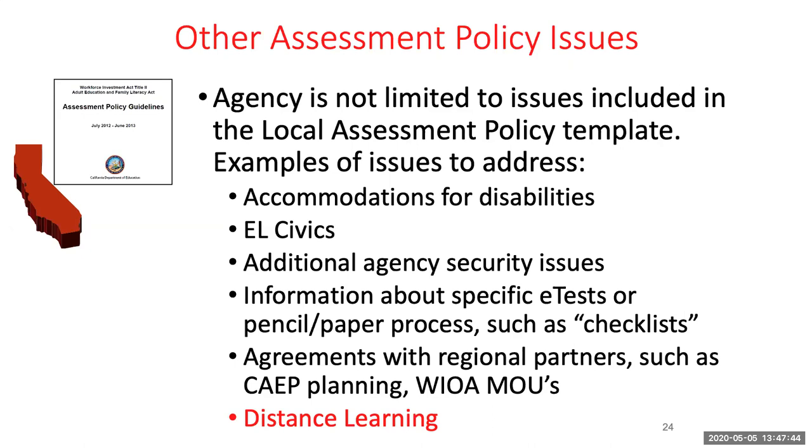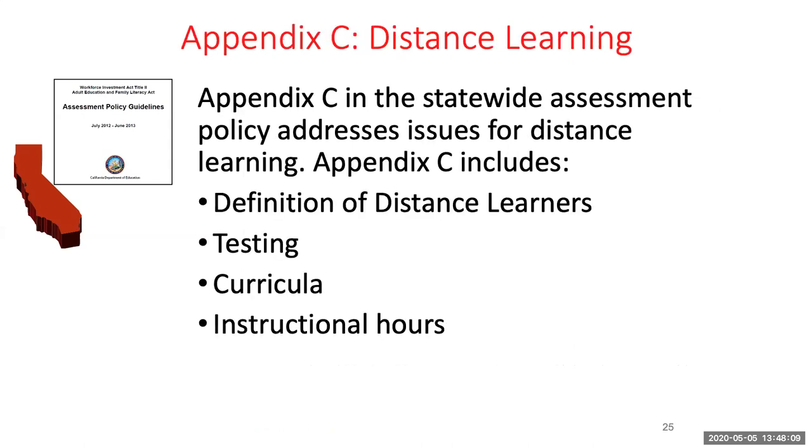If you've got agreements with your WIOA 1 partner, CAPE consortia, whatever, and then here's that in red, that additional issue of distance learning, which is another thing that you might hypothetically need to add. It was hypothetical for most of us up through end of February. Now, obviously, for all of us, it's not so hypothetical. Next slide, please.